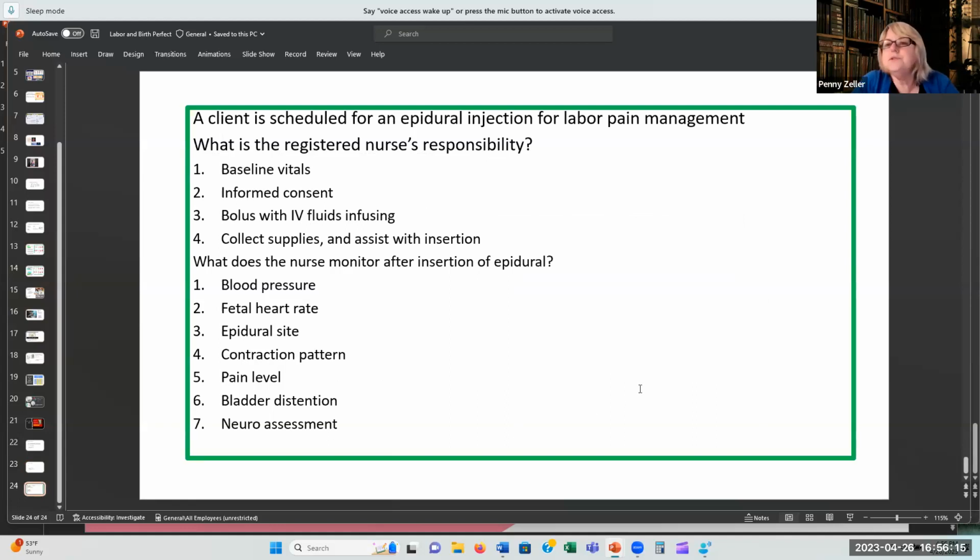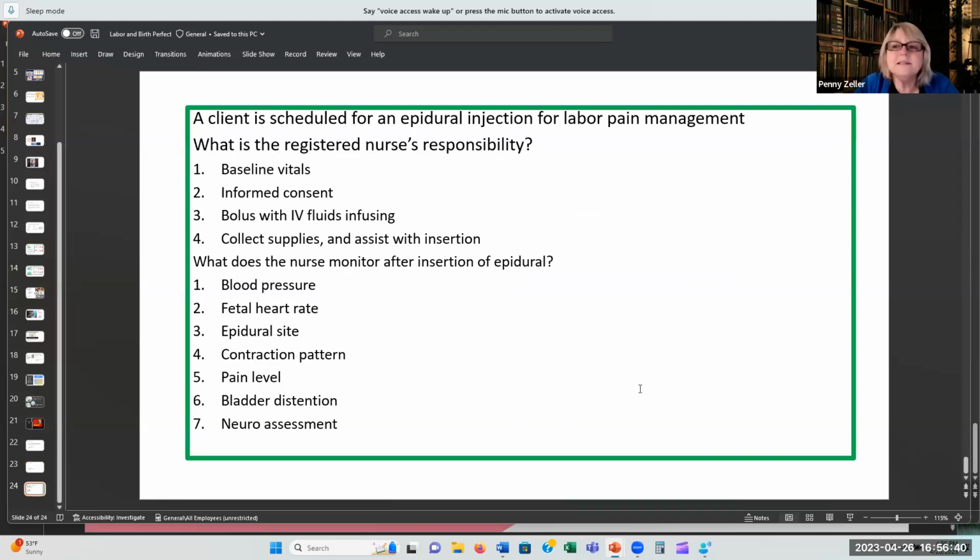Okay, so here is a really important slide for you. So you have your client, and she's in labor, and she's decided she wanted an epidural injection for pain management. Okay, what is your responsibility as a nurse? Because you have a part in this. You know which clients are scheduled or who have requested.